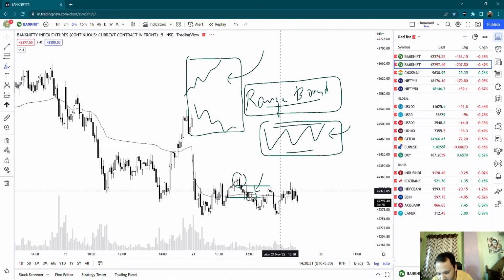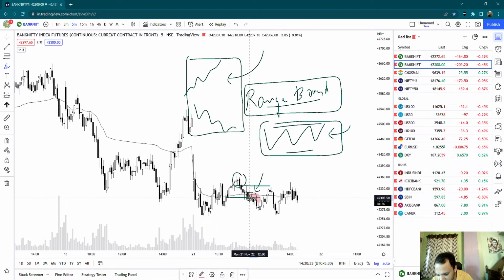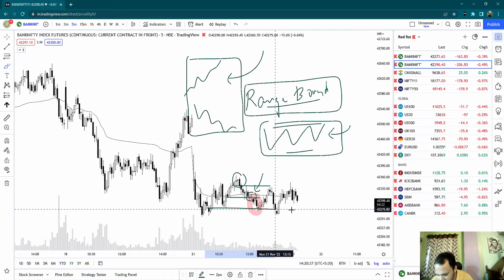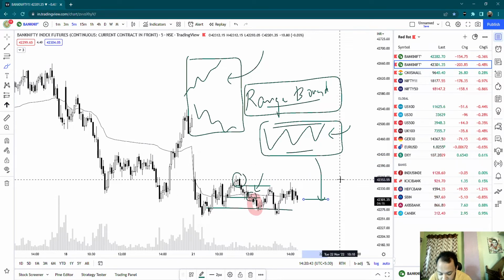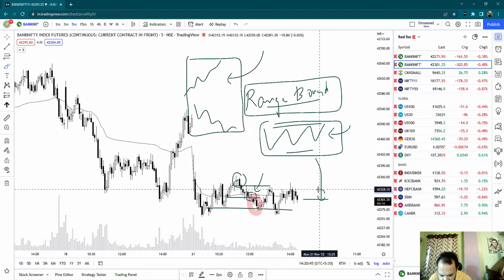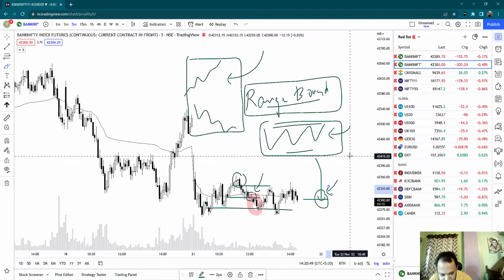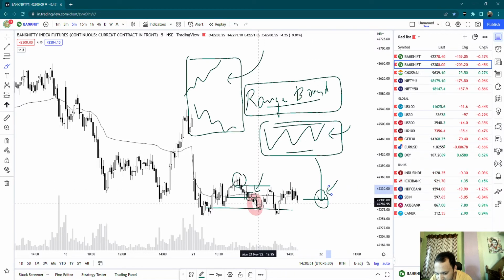If around this part every bank is at a demand zone, why will I jump into short here? Why will I jump in to short if everything has just fallen, for the first time, to an untested demand zone? Why will I short here? It makes no sense. Again, we go back up.